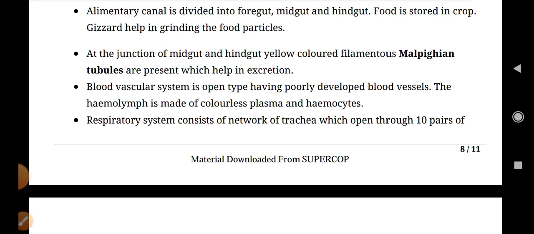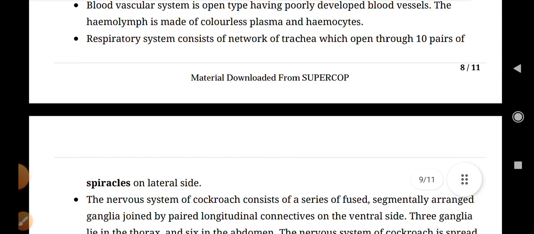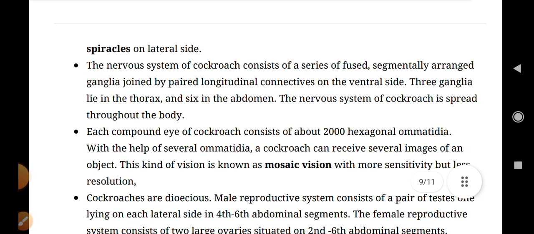Blood vascular system is open type having poorly developed blood vessels. The hemolymph is made up of colorless plasma and hemocytes. Respiratory system consists of a network of trachea which opens through 10 pairs of spiracles on lateral side.